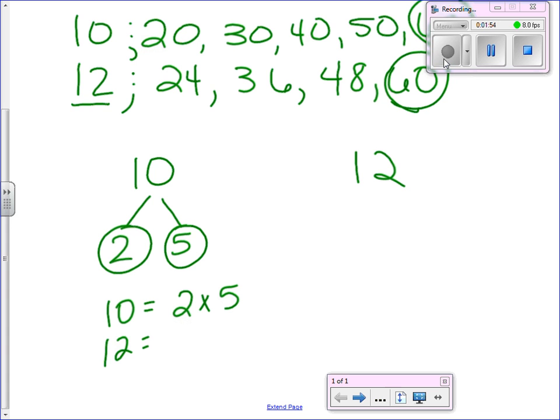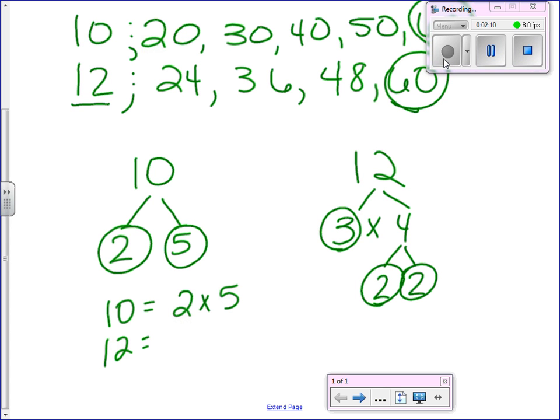For 12, you can pick either 3 times 4 or 2 times 6. It won't matter because once you break it down, you'll get the same answer. Let's try 3 times 4. 3 is prime, 4 is composite, so I'm going to break it down into 2 times 2. 2 is prime. So my prime factorization for 12 is 3 times 2 times 2.